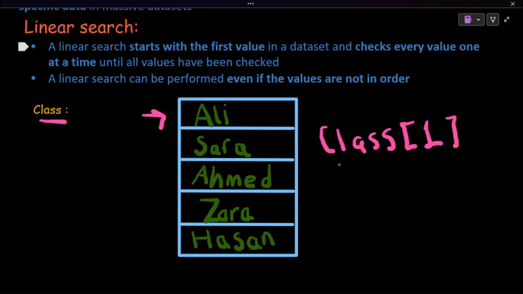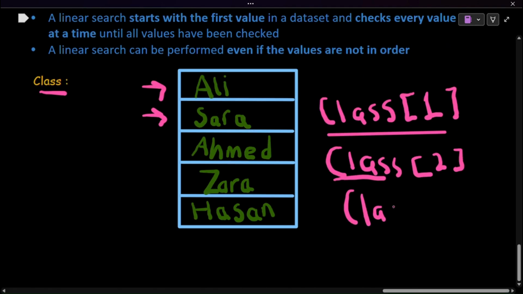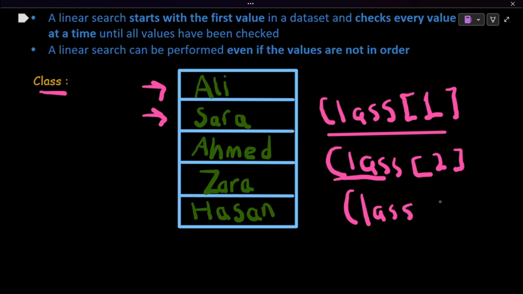Now class[1], class bracket 1, what does it give me? It returns Ali. And class[2], where would it point to? So this is the first index, it is the second index. This returns Sara. Here is the name of the array and in brackets its position. And class[4], where is it going to point to? Class is the name of my array and the fourth position, which is Zara.